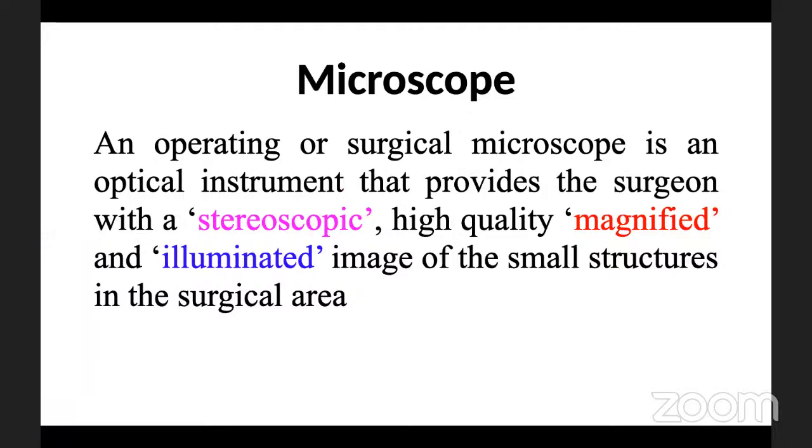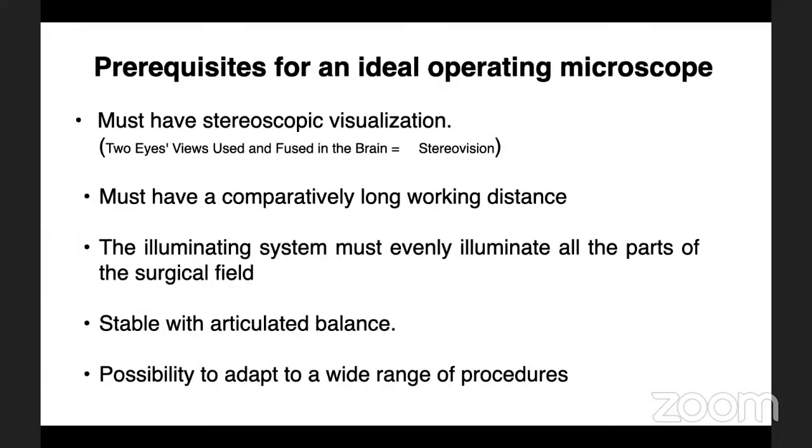So the microscope has contributed to the welfare of the surgeon through improved ergonomics and an opportunity to demonstrate the surgical nuances to the training resident and colleagues on platforms like this. For an ideal microscope, you should have stereoscopic vision and a comparatively long working distance. The illumination system must evenly illuminate all parts of the surgical field. It should be stable enough with an articulated balance and should be able to adapt to a wide range of procedures.